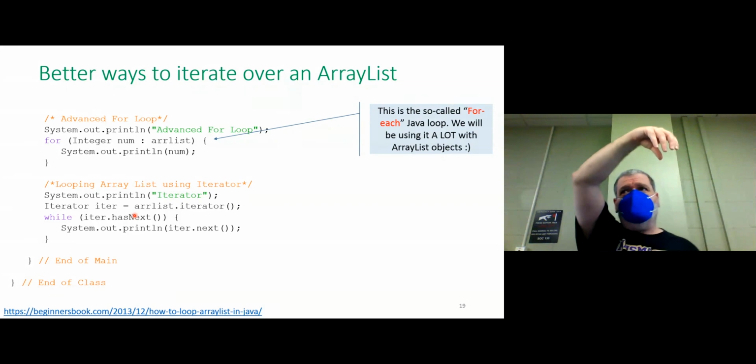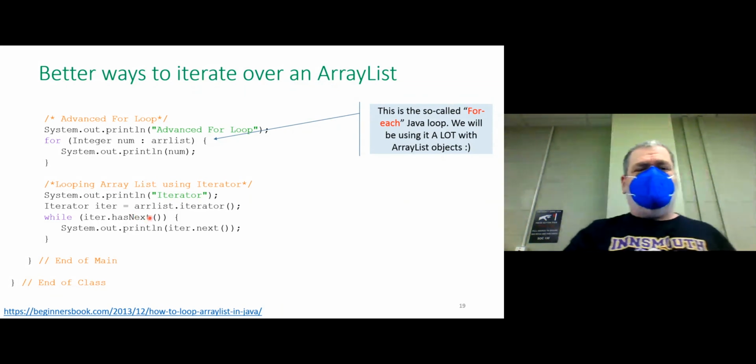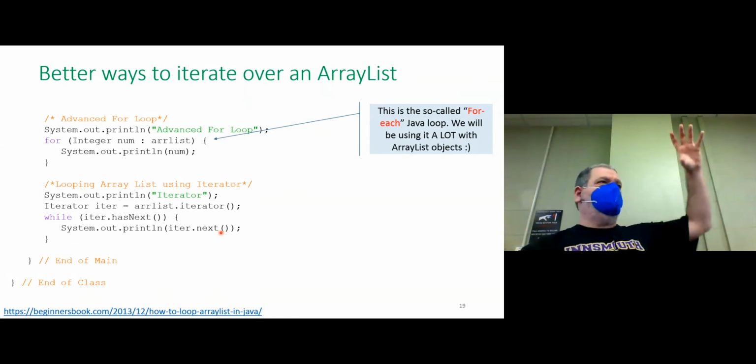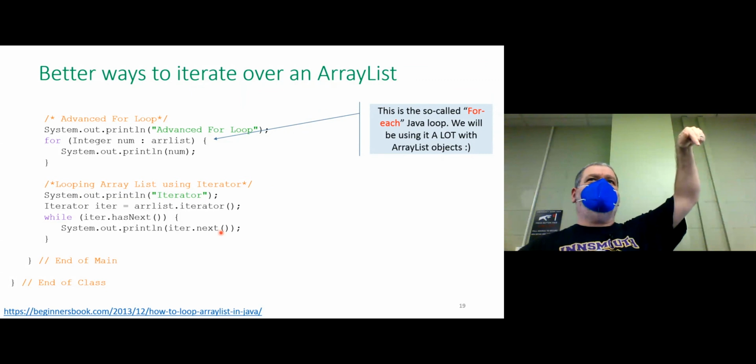Is there a first element in my list? Yes or no? If it says yes, then System.out.println(iter.next()). Give me that next element. So imagine that the iterator is pointing before the beginning of the list by default, okay? Is there a next element? Yes, the first element. Well, okay, give me that next element.